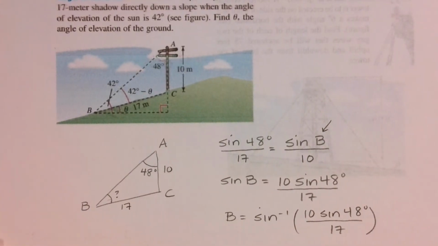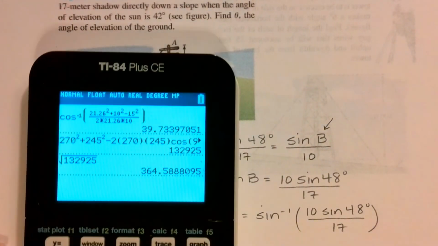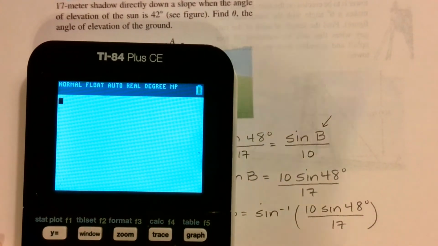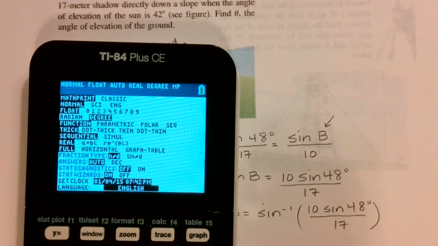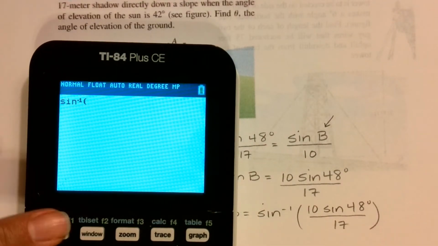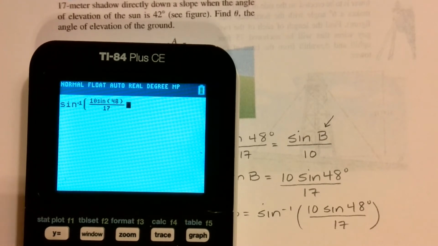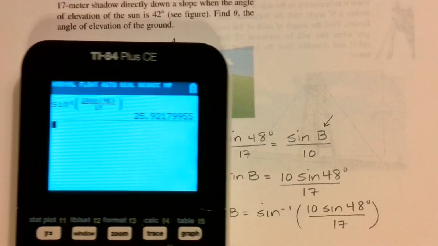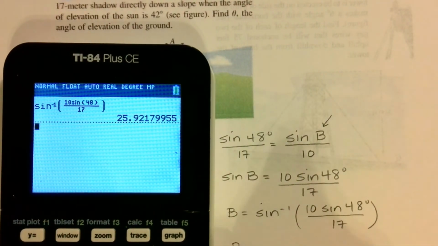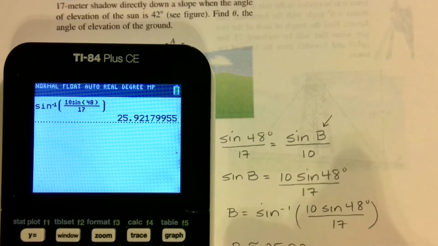When you type all of that in, make sure your calculator is set to degree mode. So it's set to degree mode. Sine inverse, 10 times the sine of 48 divided by 17. If we round to the hundredth place, B is approximately equal to 25.92 degrees.